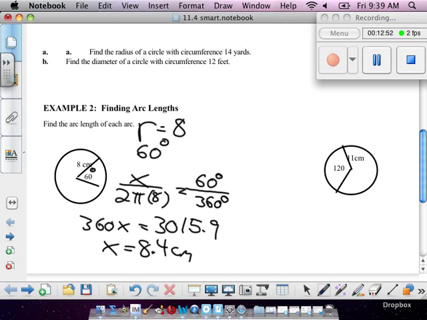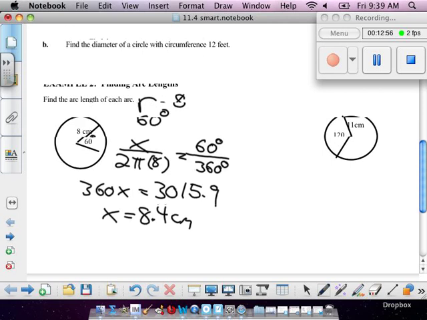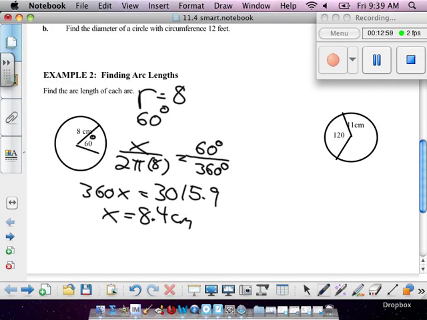Ready? I'm going to do another one just like this. Okay. Can somebody tell me what the radius is for this one? 11. And what's the degree that I'm looking for? 120 degrees. Okay, so how do I set this up? Do I know what the length of the arc is? So what do I put down? Okay. What do I put it over? 2 pi 11. Good. Equals 120 over 360. Good.